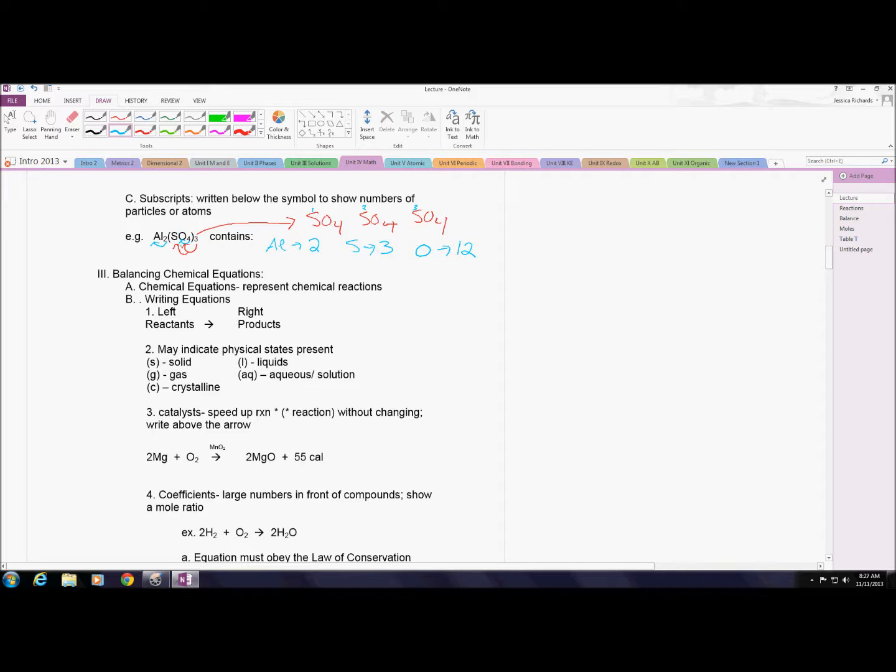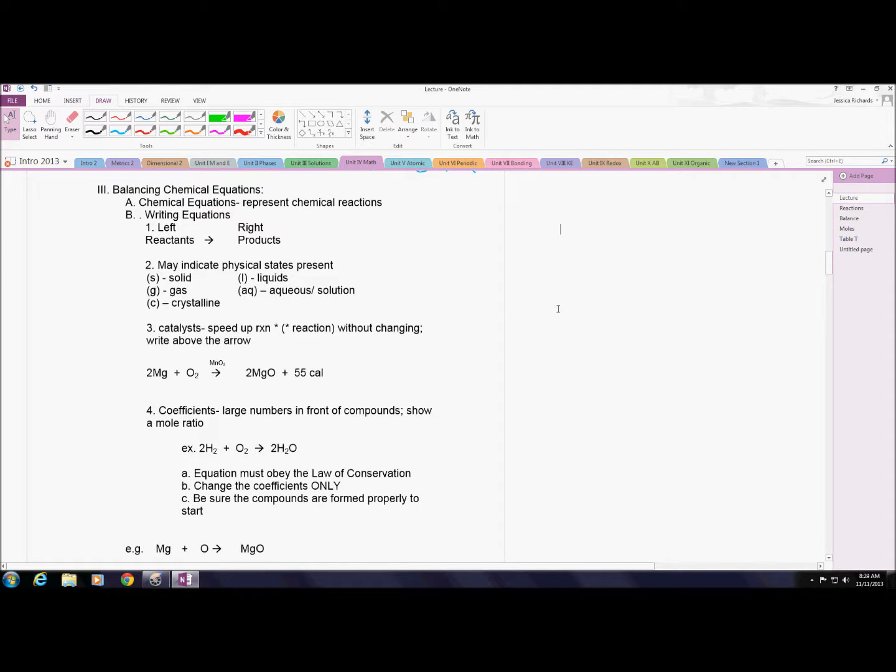You have to be able to count the individual atoms in your equation, or we're not going to be able to do the next step, which is balancing. Last thing we need to do for this lecture is learn how to balance chemical equations. So the first thing we're going to do is talk about what balancing means and then how to do it.